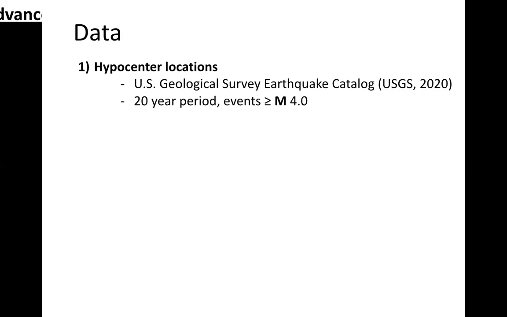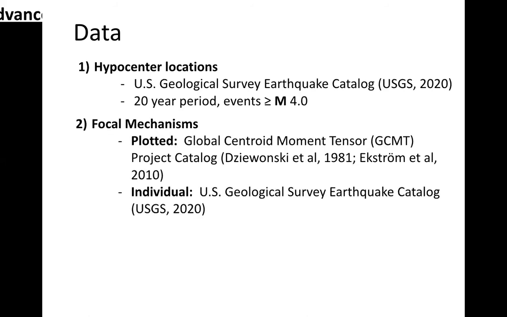For this lecture, we will be focusing primarily on plotting hypocentral locations obtained from the U.S. Geological Survey Earthquake Catalog, typically over the past 20 years, for events greater than or equal to magnitude 4.0. We will do this to visualize the spatial distribution of seismicity in Indonesia, and also use these to plot cross sections to visualize subduction. Focal mechanisms, where plotted, are from the Global Centroid Moment Tensor project.